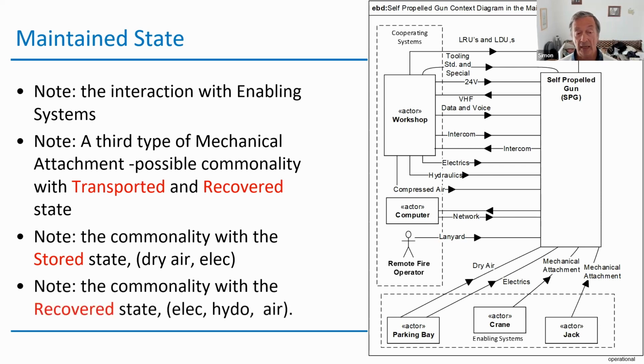And also, there's a commonality with the recovered state. We've got electrics, hydraulics, and compressed air. So using these diagrams, it was very clear to understand that there was a lot of commonality of interfaces, and we had to make sure that when we specified interfaces, that we covered all the possibilities. So that's the maintained state.